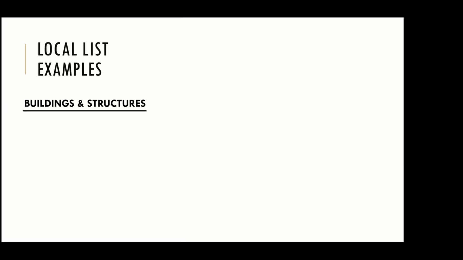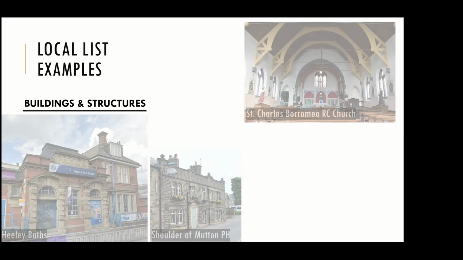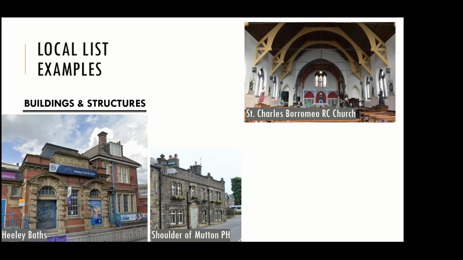So I'll give some examples here of these. Obviously we get your traditional designatable structures, you know, the public buildings, the ecclesiastic buildings, the high visibility community assets like public houses.